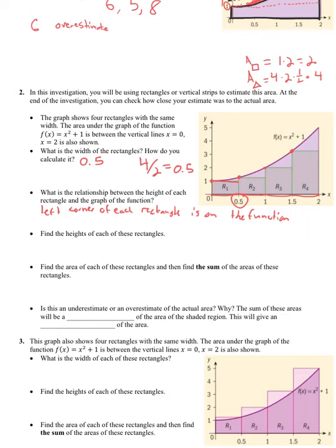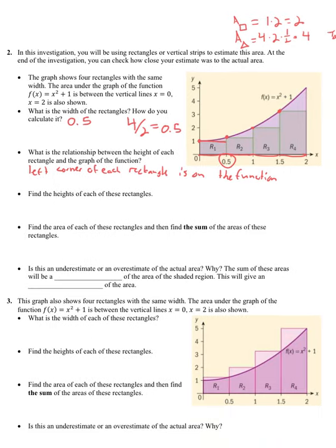And then for problem 3, we're going to do the similar thing, but we're going to see that the right-hand corner of each rectangle is on the function. So one of them looks like it's going to be an underestimate. The other one looks like it's going to be an overestimate. Now, I want to find a height of each rectangle. Well, first thing I can tell you, rectangle 1, the height is 1. That's pretty easy. How about rectangle 2? How do I find that y value there if I know the x value is 0.5?